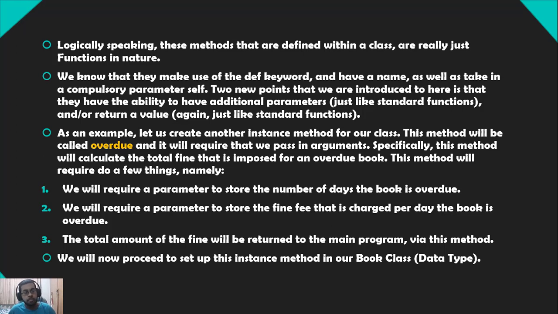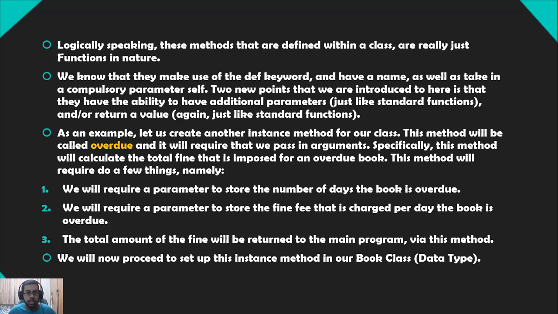As an example, let us create another instance method for our class. This method will be called overdue, and it will require that we pass in arguments. Specifically, this method will calculate the total fine that is imposed for an overdue book. This method will do a few things, namely, number one, we will require a parameter to store the number of days the book is overdue. Number two, we will require a parameter to store the fine fee that is charged per day the book is overdue. Number three, the total amount of the fine will be returned to the main program via this method.